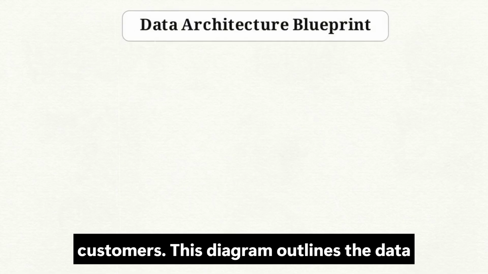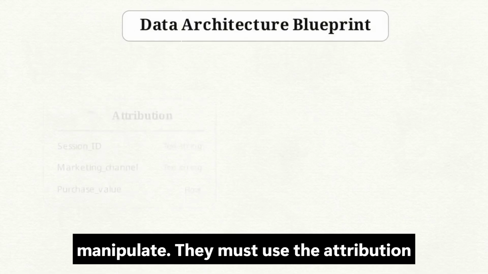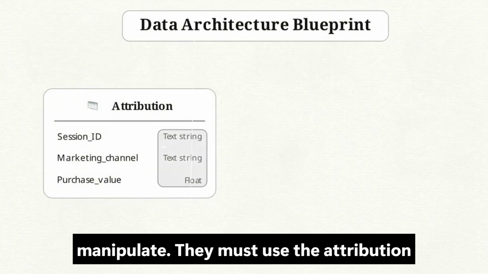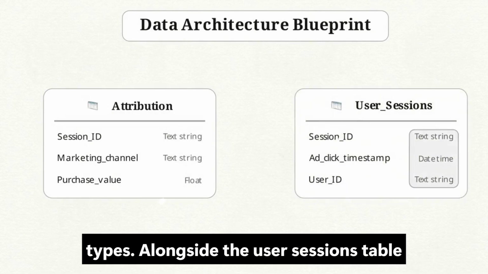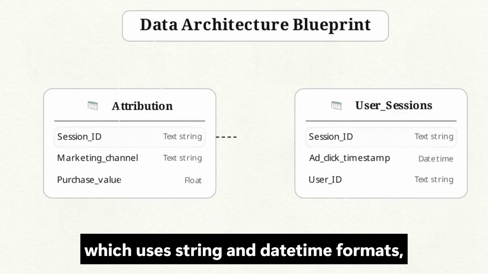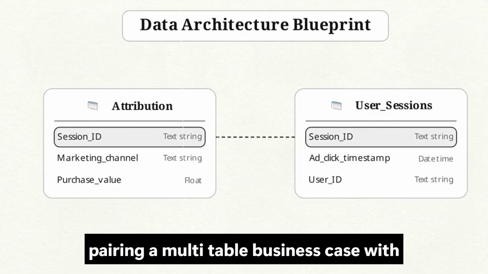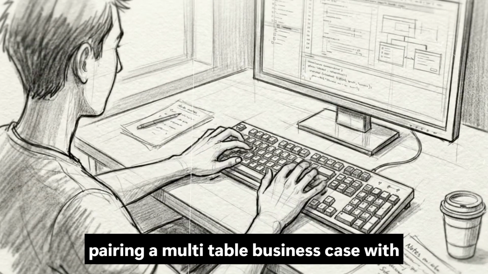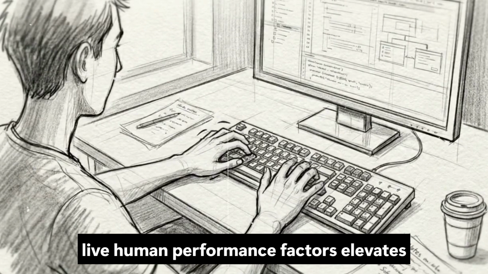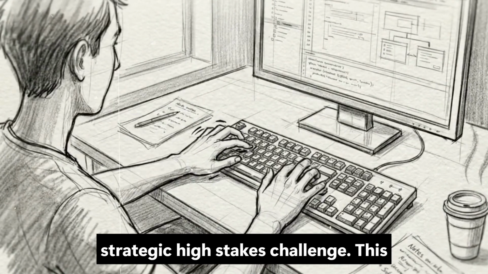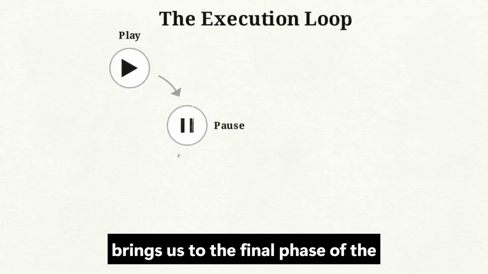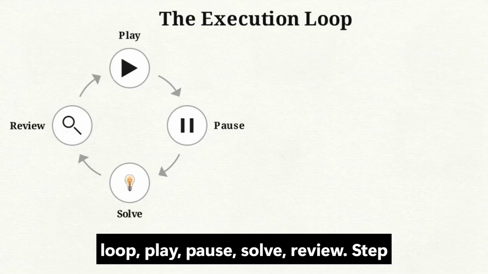This diagram outlines the data architecture the students will manipulate. They must use the attribution table, consisting of string and float data types, alongside the user sessions table, which uses string and date time formats. Pairing a multi-table business case with live human performance factors elevates the exercise from a syntax quiz into a strategic, high-stakes challenge.